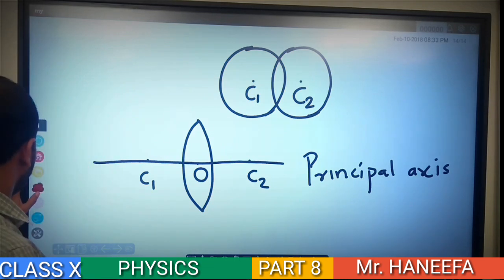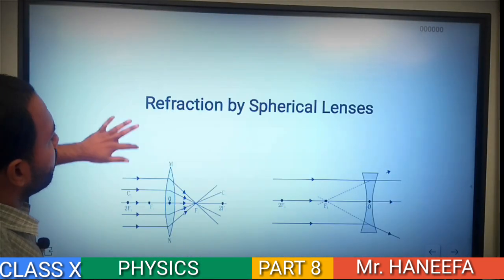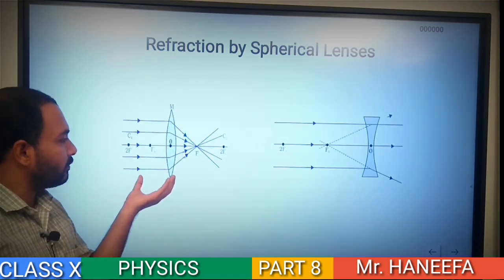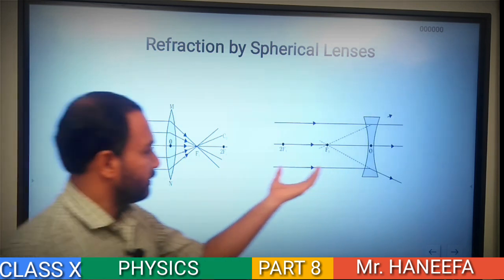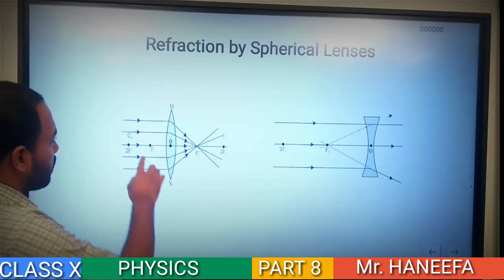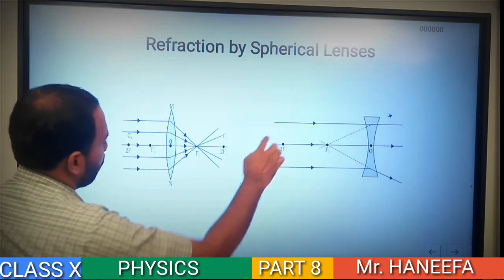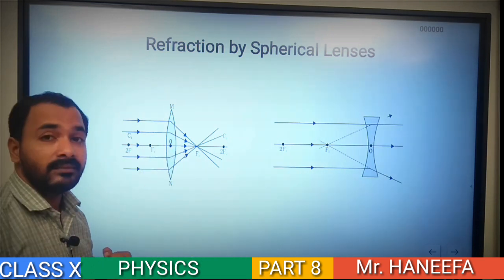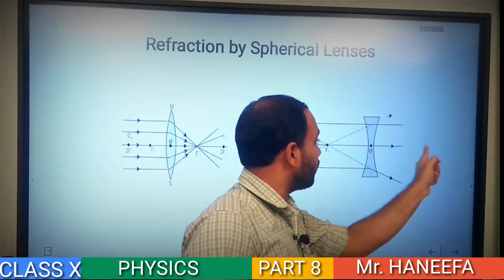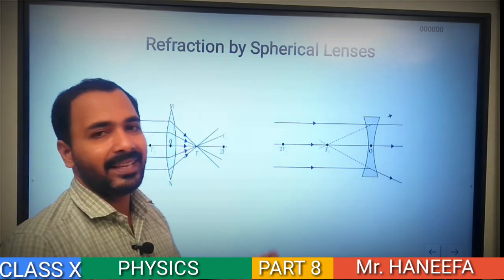Next, we have to discuss refraction by spherical lenses. This diagram represents a convex lens. This diagram represents a concave lens. Here is one line passing through the optical center. It is called the principal axis. Here also a line passing through the optical center. That line is called the principal axis.